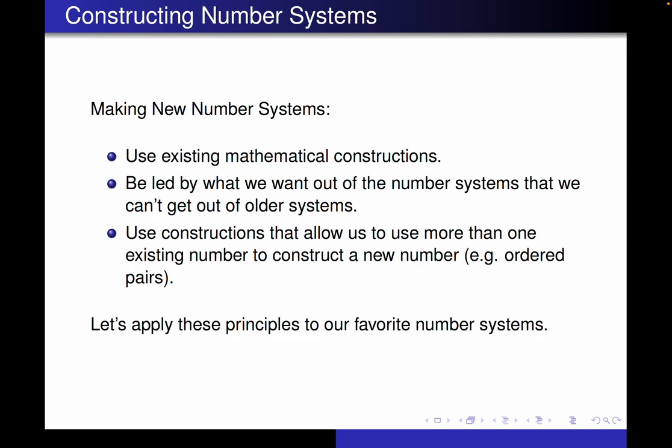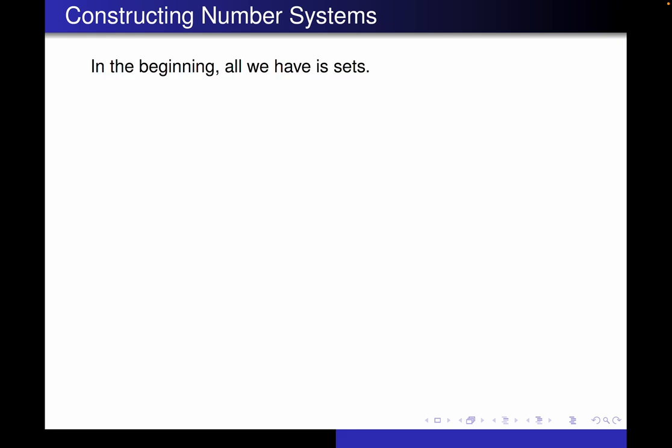So let's apply these principles to our favorite number systems. In the beginning, all we have is sets. And so when we make the natural numbers, all we have is sets to make them. Remember, the way natural numbers work is you have a start to the natural numbers. For us, the start is 1, and then you have to tell how to get from whatever natural number you're at to the successor, the next natural number. We do that recursively. We say 1 is represented by the empty set. It's a set. That's all we have. We've got to represent it with something.